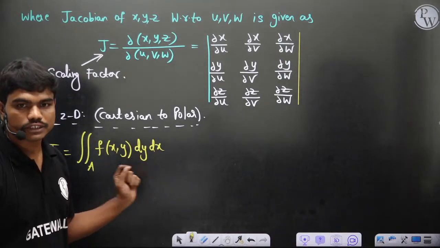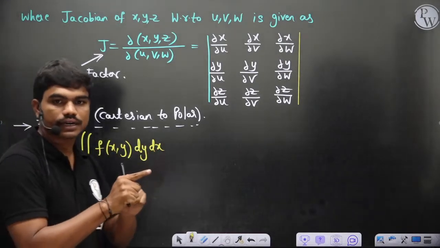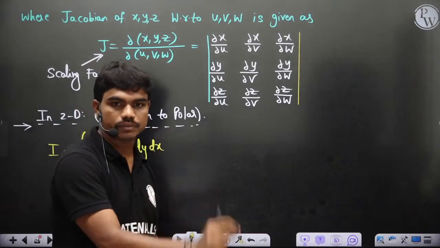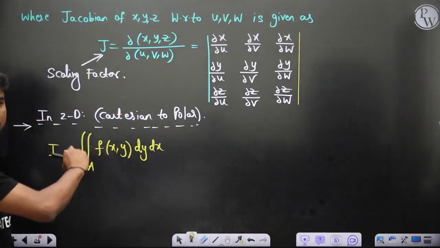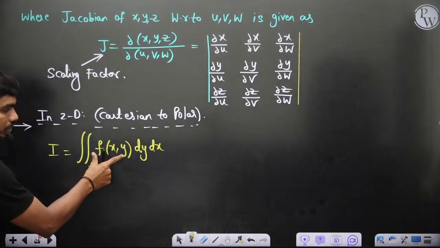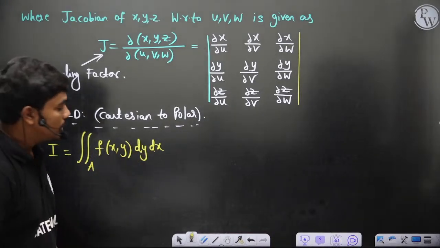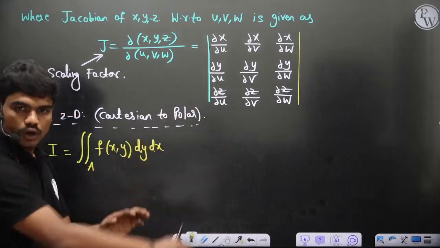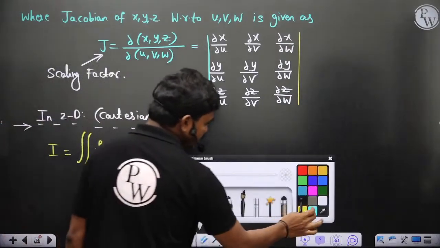Why are we using the Jacobian? When you convert from one coordinate system to another, scaling factors come up, which you will see by using this. So let's see how that works. In a domain A, if you want to integrate this function dy dx, and convert it into a polar coordinate system, you might have seen this.